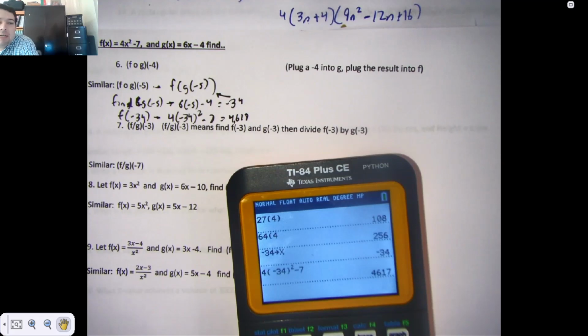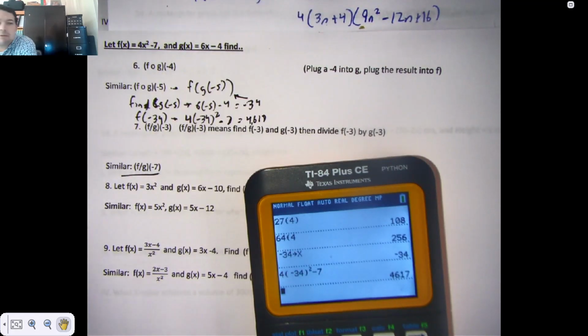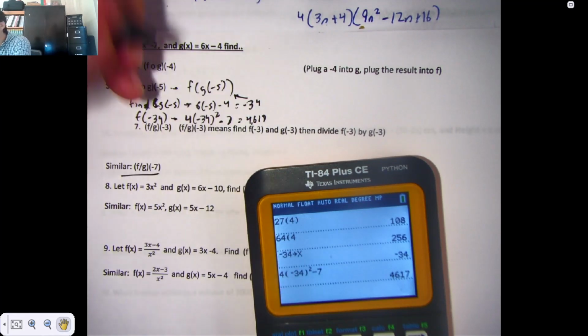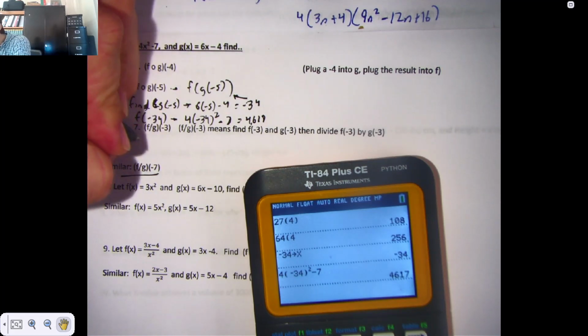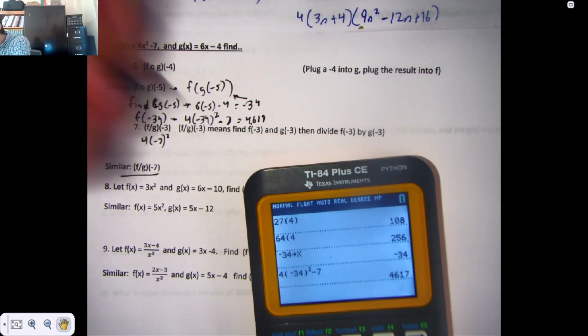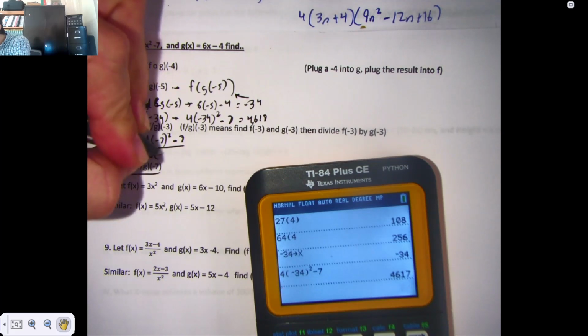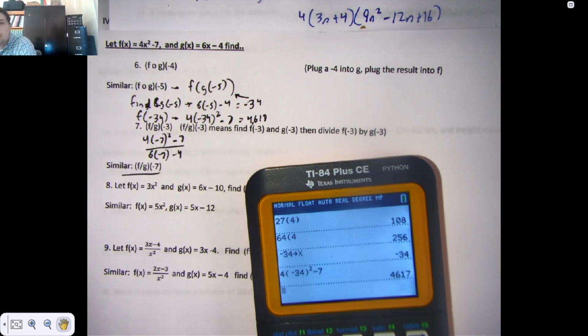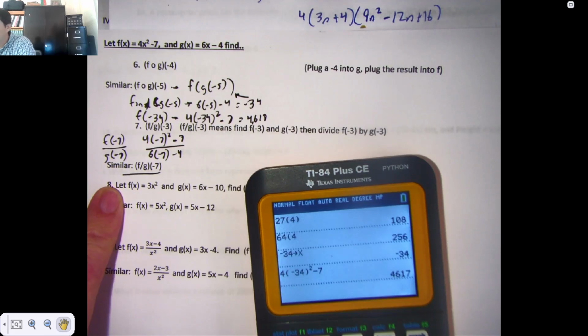All right, number 7, we got f over g. A similar question is f over g of -7. So what I'm going to do is replace every x in f with a -7. And again, this is what it looks like on paper. I don't know that you'll actually write it down. I wish you would, but I want you to understand what's going on. I plug a -7 into f because this is the top. The top is f of -7, and the bottom is g of -7. And again, you're going to do the same thing, but with a -3.